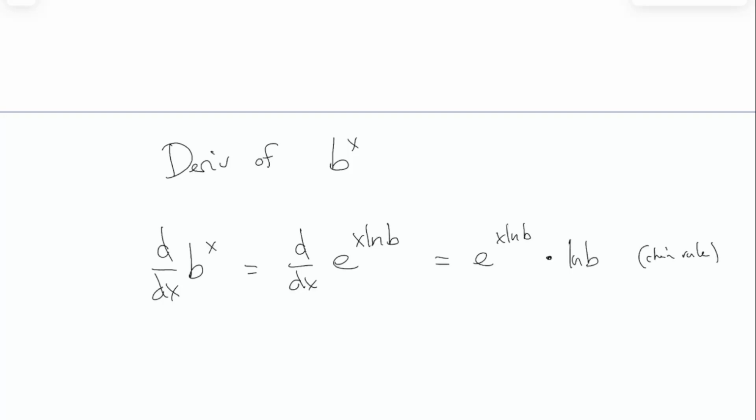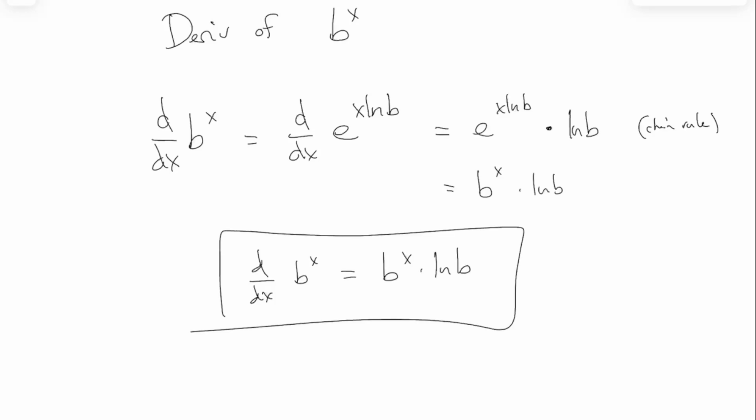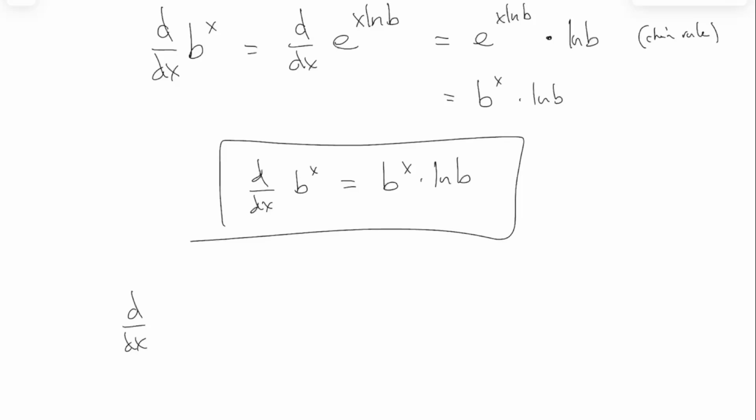So that's the answer. Although it's a little nicer, you will notice e to the x ln b is the same as b to the x, right? That's again the definition of b to the x. So this is the way that people typically write this formula: the derivative of b to the x is b to the x times ln b. So that is worth remembering. Maybe you already knew that one, but this is the derivative of an exponential function other than e to the x.